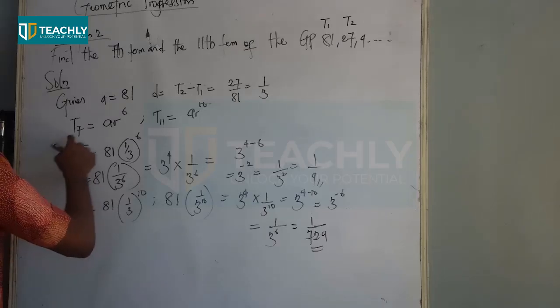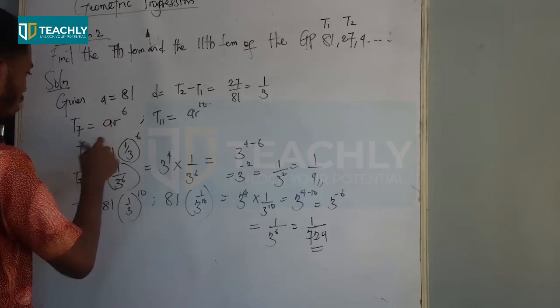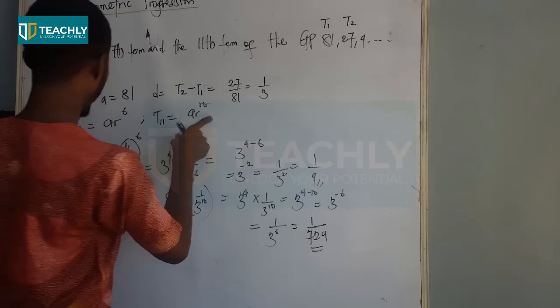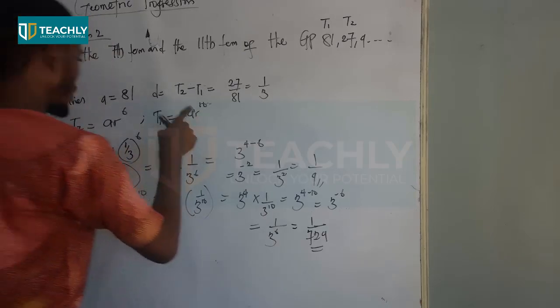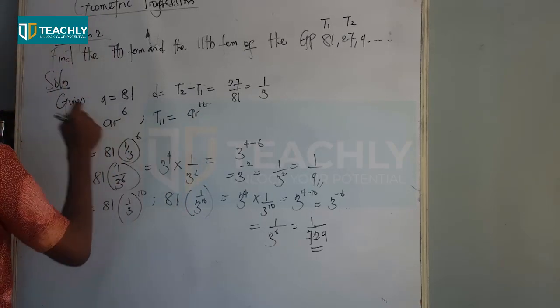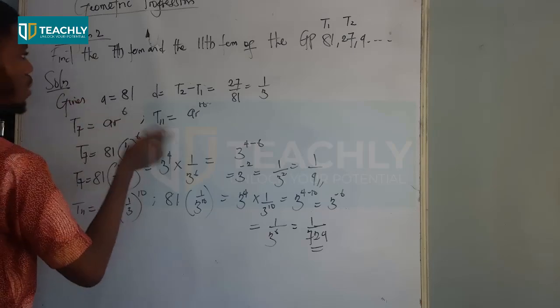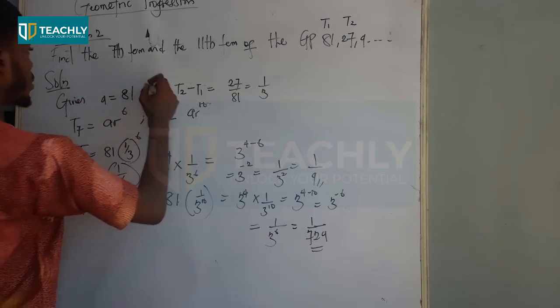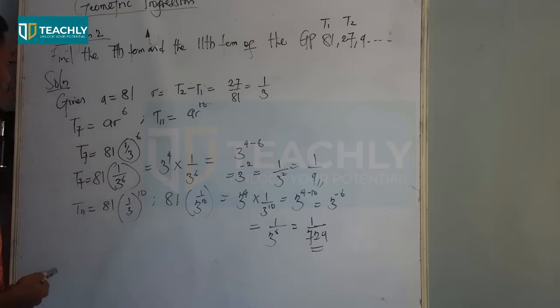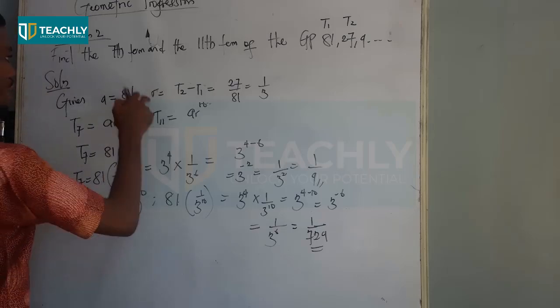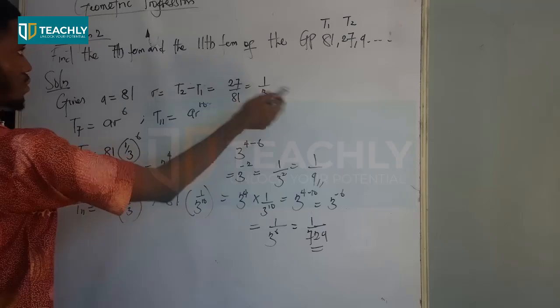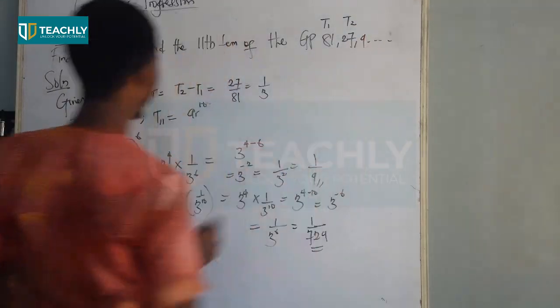So we have our T7 to be this. We have our T11 to be this, A R raised to the power 10. So now if we put our values, oh, I made a mistake here. It ought to be R, not D. So our common ratio, we got it as 1 over 3. This is 9, correct.